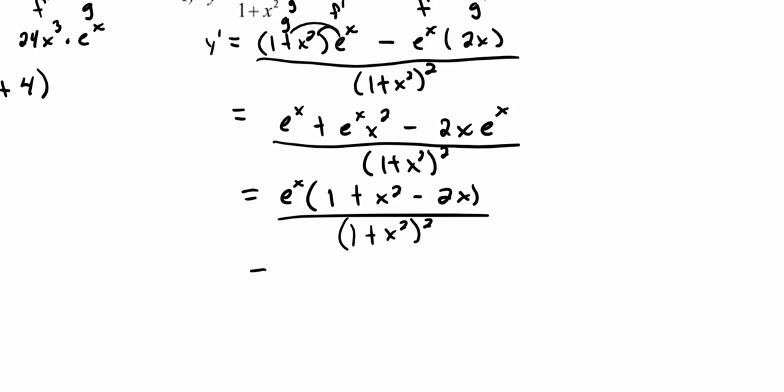And then lastly, if we factor this, then we get e to the power of x, and that would be the same thing as x minus 1 squared, right? It's a perfect square, over 1 plus x squared squared. And there you go, that's what y prime was.